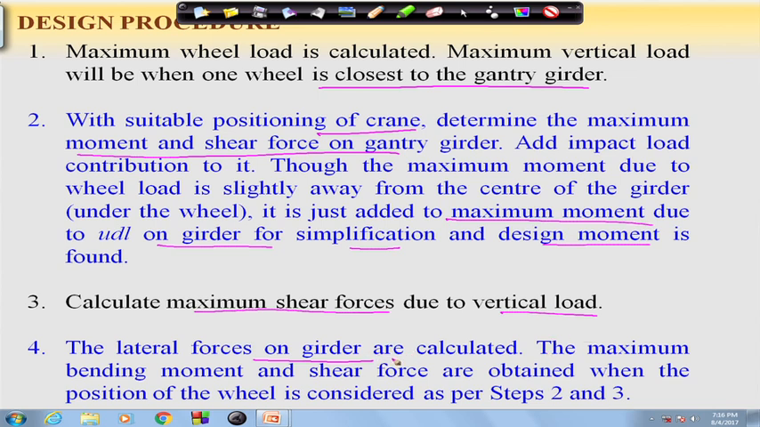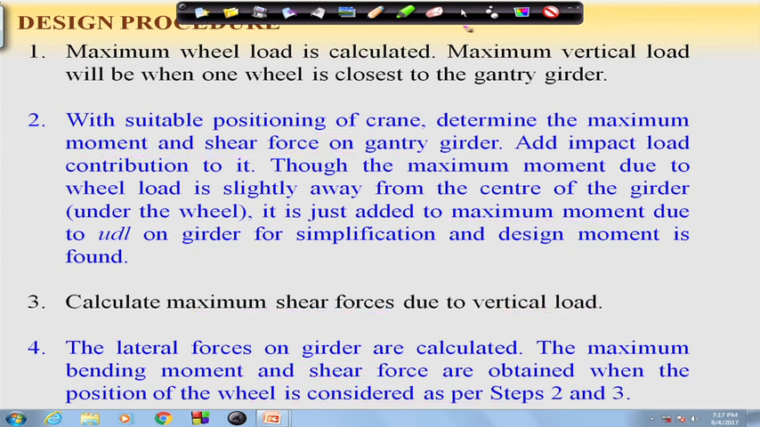So, a certain percentage of forces will be considered as lateral forces, and the maximum bending moment and shear force can be obtained when the position of the wheel is considered as per steps 2 and 3. That means, in steps 2 and 3 we have calculated the maximum bending moment and shear force due to vertical load. In a similar way, we can find out the maximum bending moment and shear force due to lateral load with similar positions, right. So, that can also be obtained.